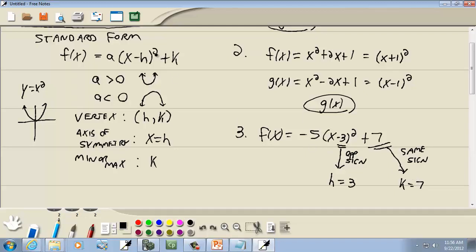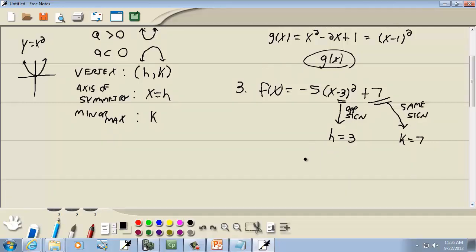Why is one of them opposite sign? Why is one of them the same sign? See how we have a negative in the formula here? That's why that one flips signs. And this one's a positive, so that's why it's the same sign. So now that we've identified h and k, our vertex is (h, k). So our answer would be (3, 7) for our vertex.